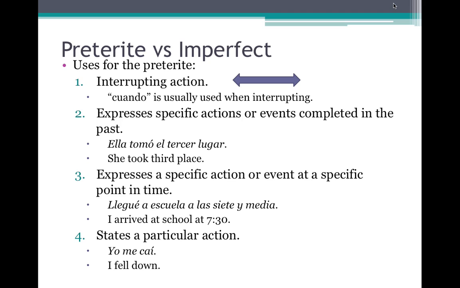Questions on the preterite so far? Think you've got an okay grasp on it? Let me stop the video real quick.